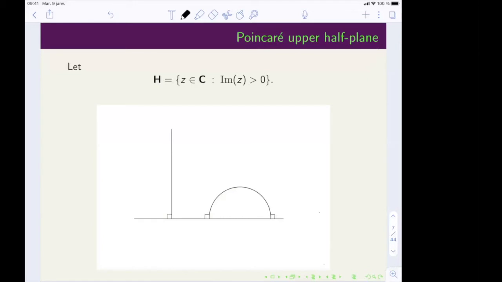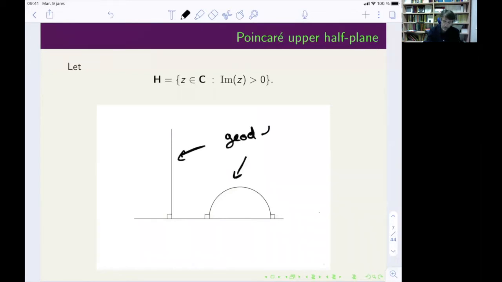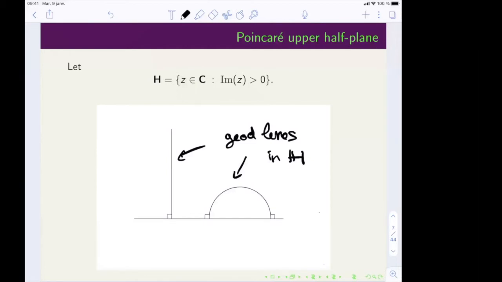Most of you have already encountered this model of hyperbolic geometry. What I have drawn here are geodesic lines in H, with respect to the natural metric, which I won't use, so I won't define it, which is the hyperbolic metric here. And the bottom line is the set of points at infinity minus one point here, which is at infinity, and here you have R.